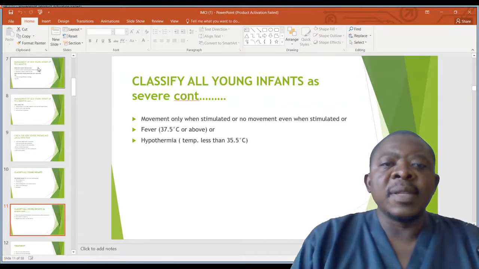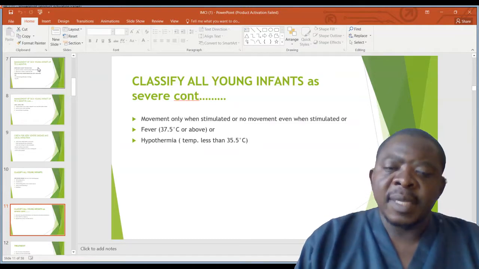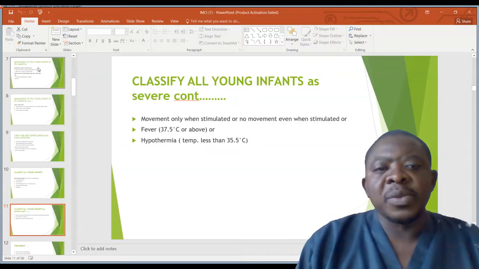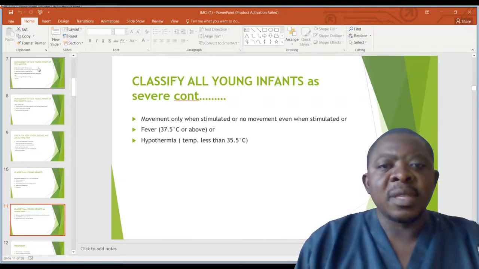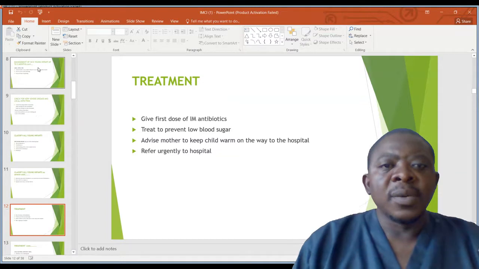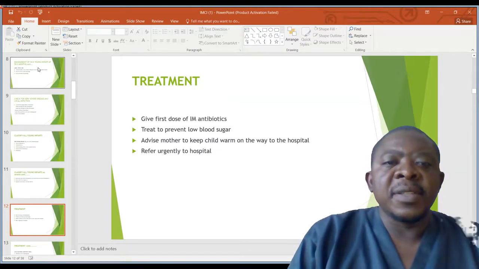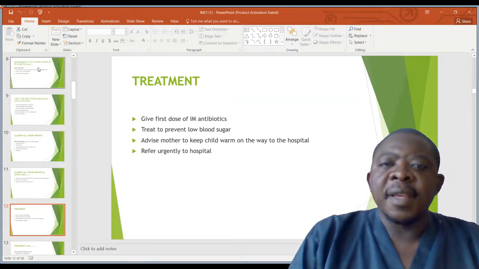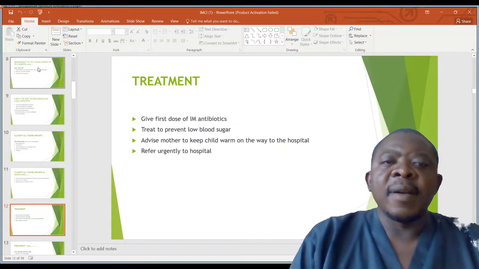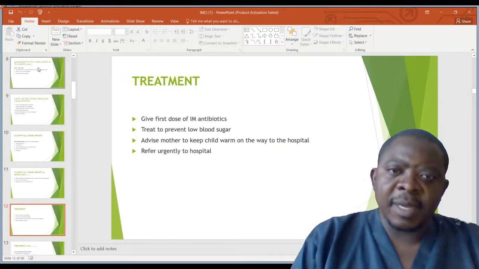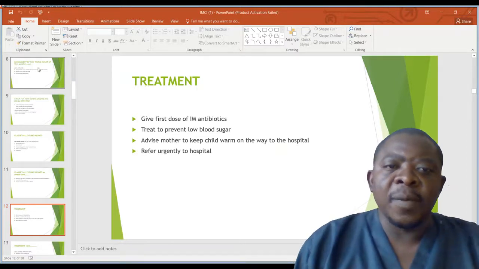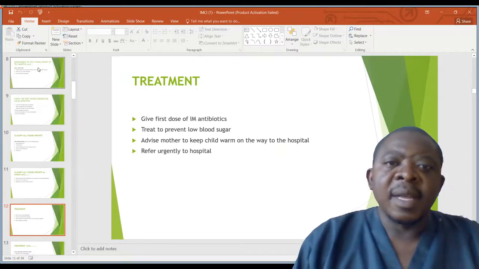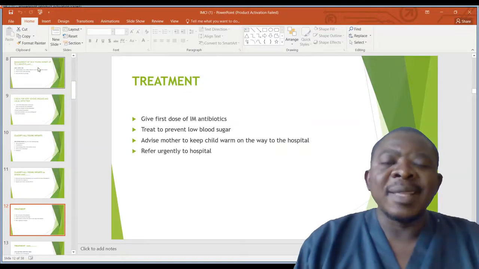If the child is having a fever or having hypothermia, you can check, and it is important that you know the parameters as to what constitutes fever and what constitutes hypothermia. On treatment, you give the first dose of IM antibiotics, treat to prevent low blood sugar, advise the mother to keep the child warm on the way to the hospital, and refer urgently to the hospital when there is a severe infection.